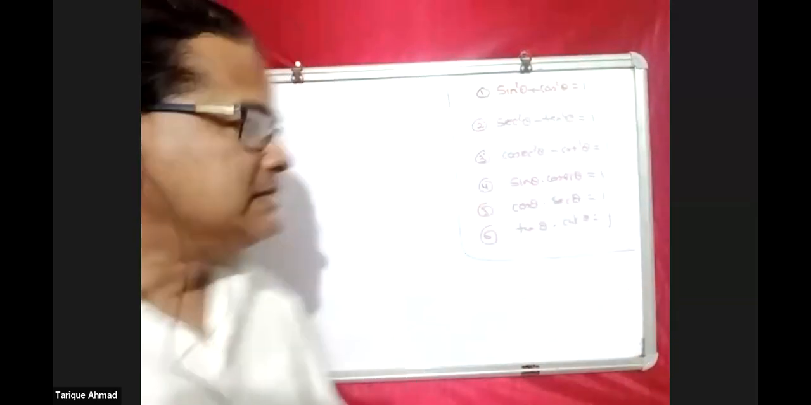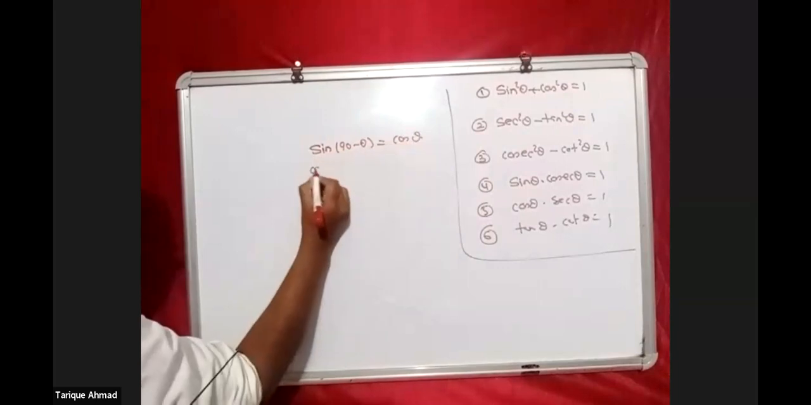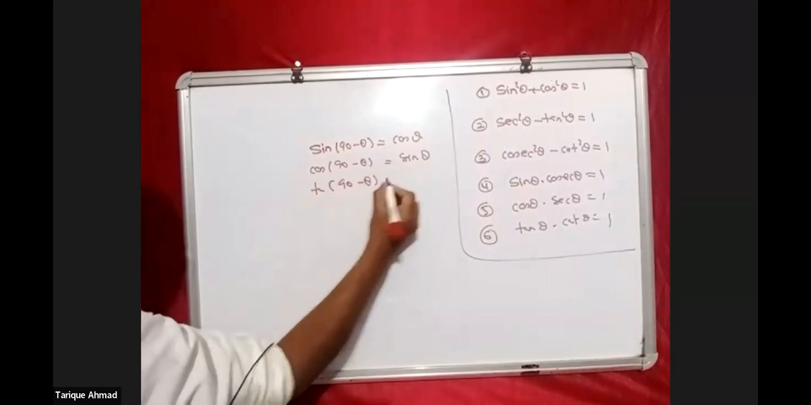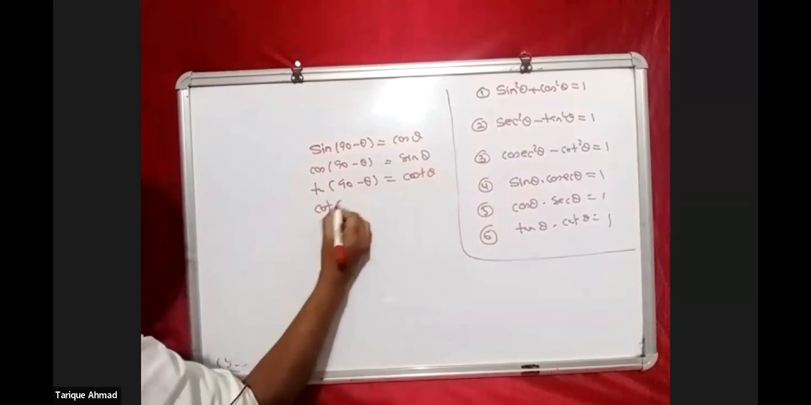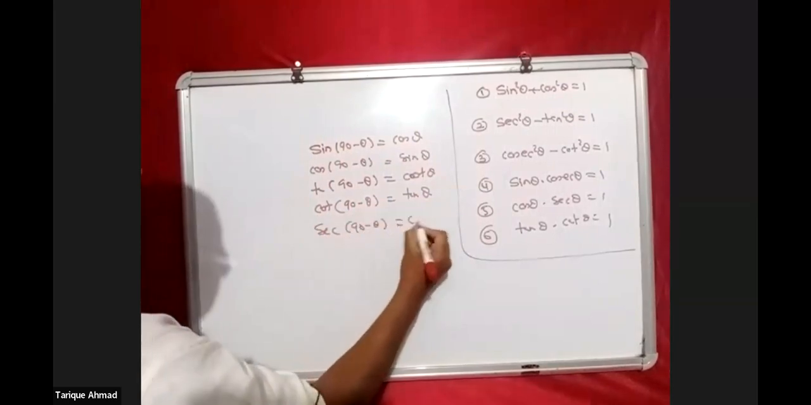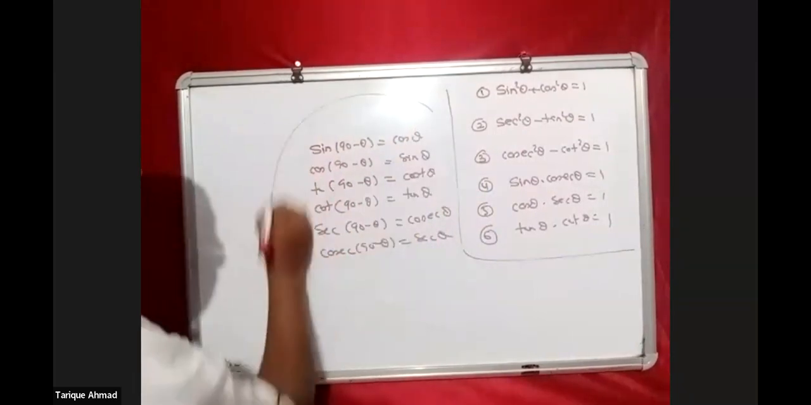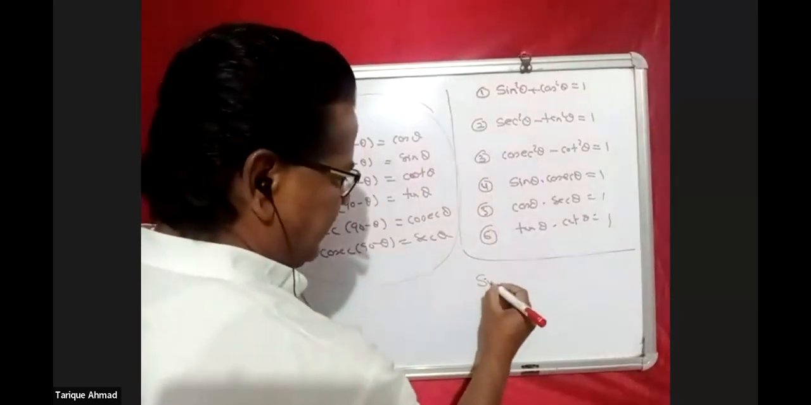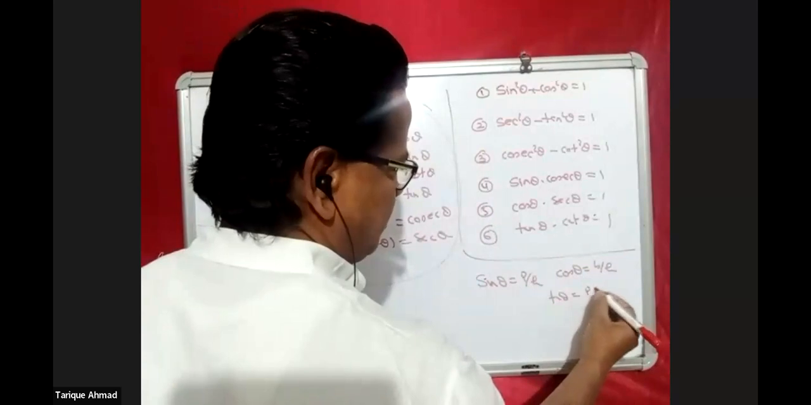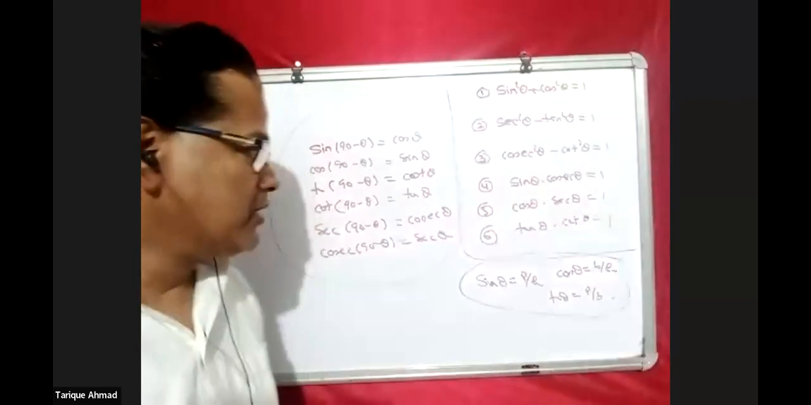Besides this, we have learned sin 90 minus theta equals cos theta. Then cos 90 minus theta equals sin theta. Tan 90 minus theta equals cot theta. Cot 90 minus theta equals tan theta. Sec 90 minus theta equals cosec theta. Then cosec 90 minus theta equals sec theta. Only these formulas were there, and the basic ones: sin theta is P by H, cos theta is B by H, tan theta is P by B. We have learned these things in class 10. But now we are going to learn much more than this.